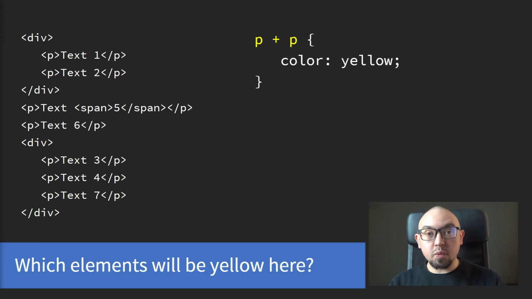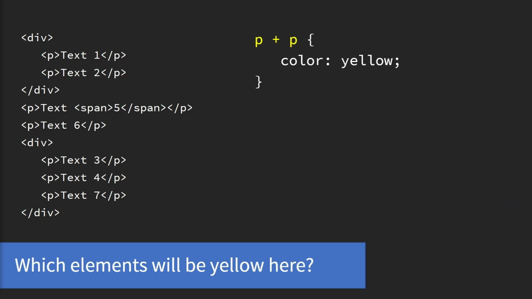And which elements will be yellow here? We've made our HTML a bit complicated. We added two p tags between the div tags, and we added one p tag in the last div tag. One of the p tags also includes a span tag now. So pause the video and try to think which elements will be yellow in this example.